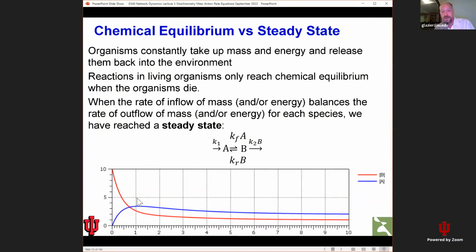And in this case, I get something different. Before, I got two straight flat lines, and the sum of A and B was constant. Here, the sum of A and B is not constant, but I still eventually get a fixed ratio between the amount of A and B.